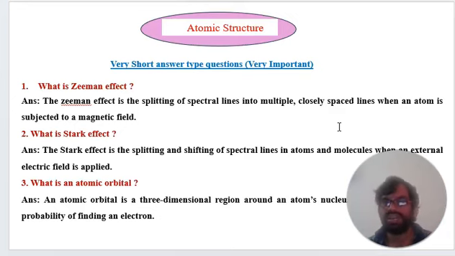So that is called the Zeeman effect. When the magnetic field is applied, what happens? The splitting of spectral lines into multiple lines closer to each other. So that is called the Zeeman effect.